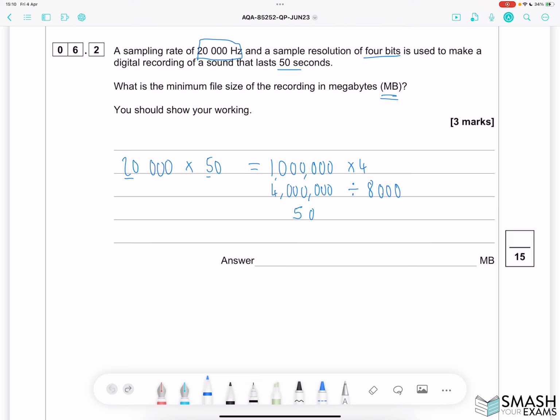Now, let me just see if I can show you an alternate method of what we could do there. What I was saying to you was we could divide that number by 8. So remember, 4 divided by 8 gives us a half. So based on doing that, we're going to shift 1 decimal place. That means we're going to be left with 500,000. Okay?